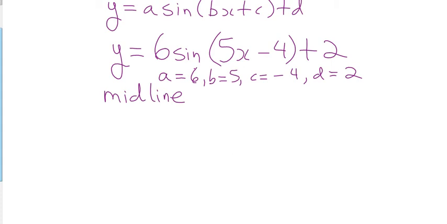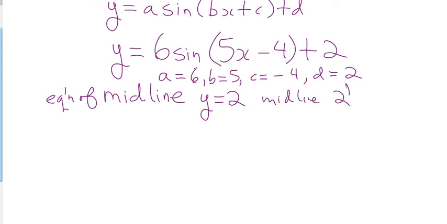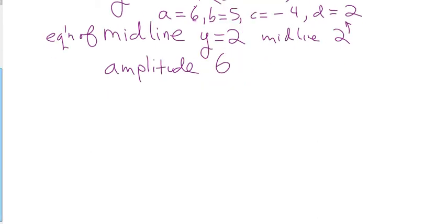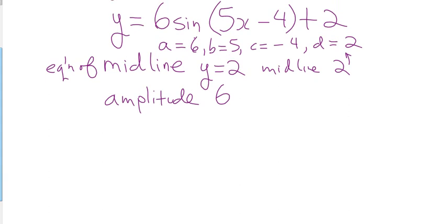Okay, so the midline we know is 2, right? It's y equals 2. That's the equation of the midline. So let's hear it. The equation of the midline is y equals 2. You know, the midline is 2, which is the d value. Amplitude, what's the amplitude? 6. So, here, let me ask you this. What's the maximum value?